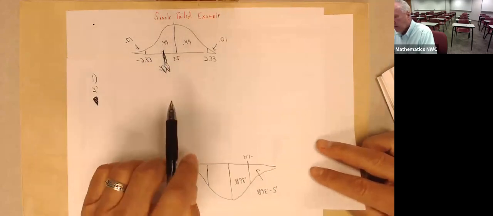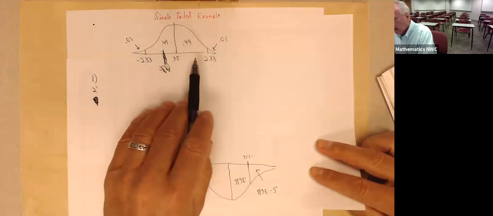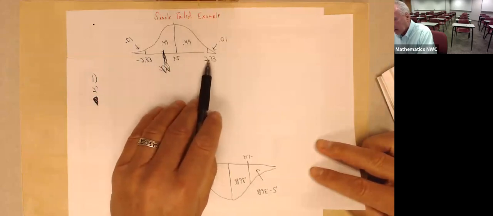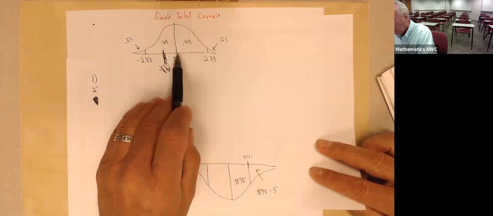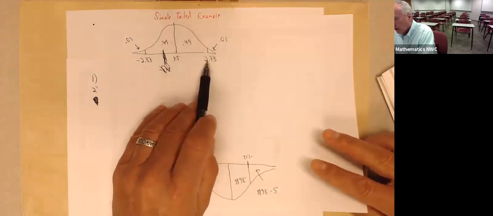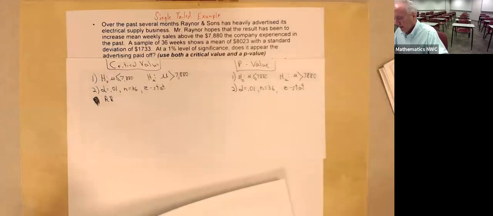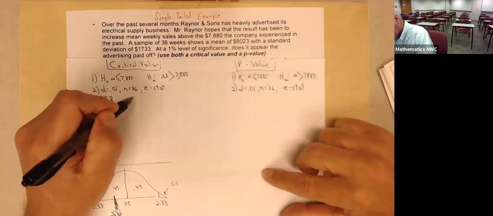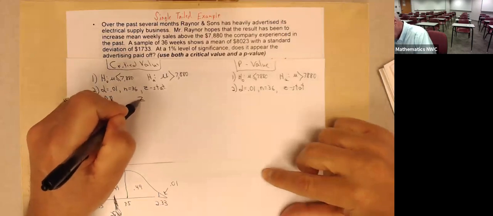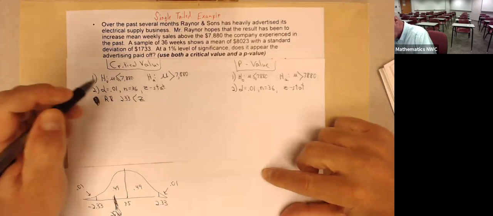This is from the previous one, but my line in the sand is 2.33. It'll be on the right side because I'm looking in this example to see if it's gotten greater, if it's increased our sales. So I'm wondering, is my z-score going to go over a positive 2.33? That might have been confusing, but z would have to be greater than a positive 2.33.